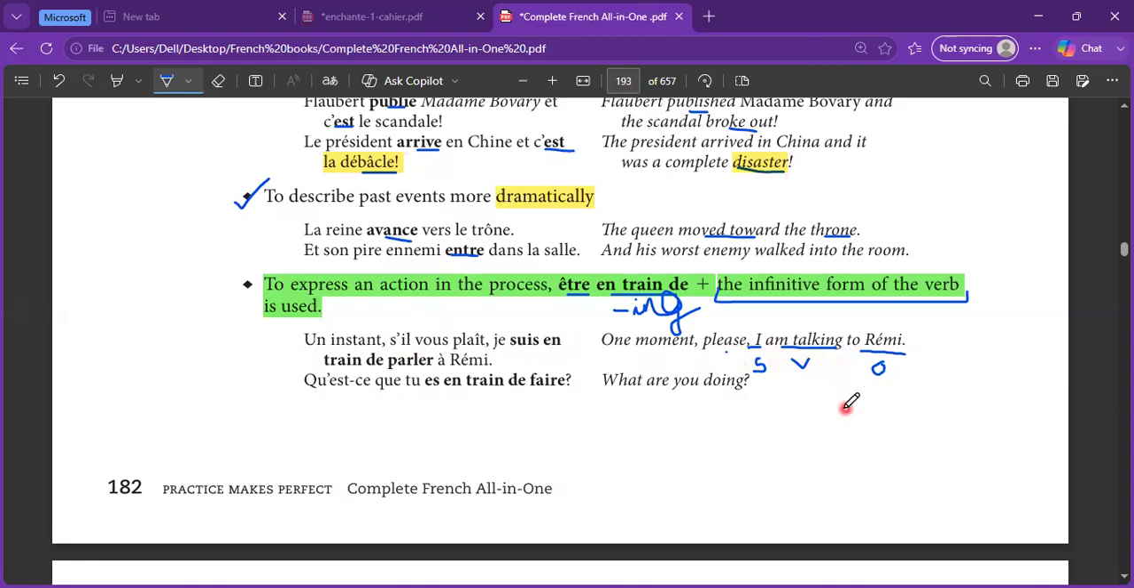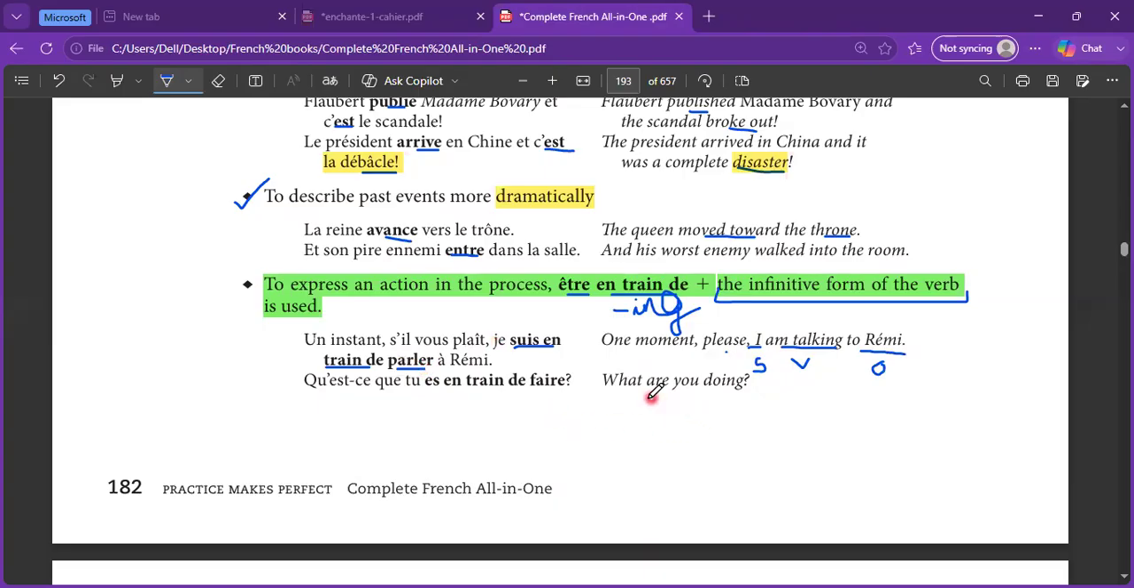Let's suppose if I am teaching at the moment and somebody is coming, I will say, one moment, please. I am teaching. Because at the time of speaking, I am actually doing that action that becomes in the middle of something. That is the real ing form. So it will be je suis en train de, and talk is your main action, so it will become parler. Parler à Remy.